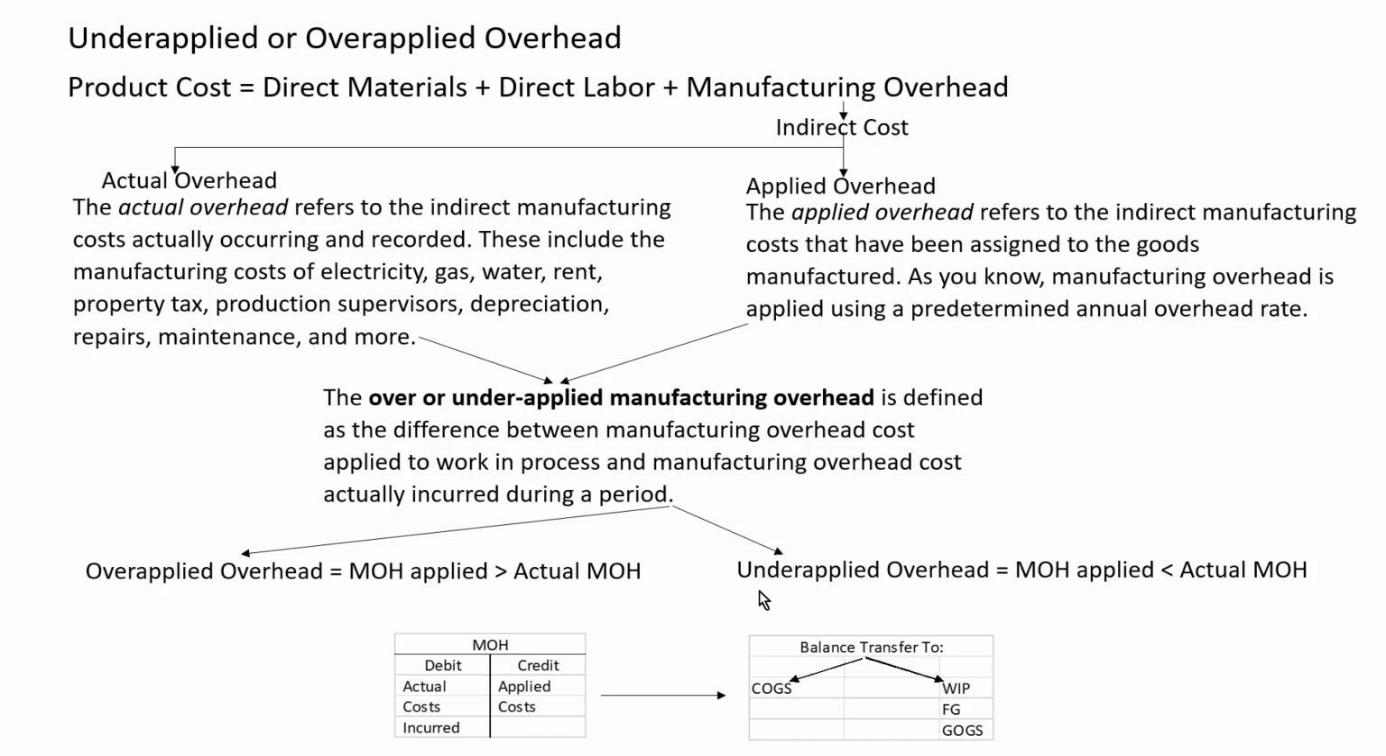The occurrence of over or underapplied overhead is normal in manufacturing businesses because overhead is applied to work in process using the predetermined overhead rate. As you know, the predetermined overhead rate is computed at the beginning of the period using estimated information on total manufacturing overhead and the estimated amount in the activity base. The PDOR is then used to apply manufacturing overhead costs throughout the period.